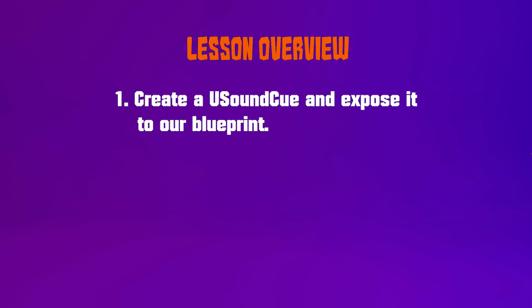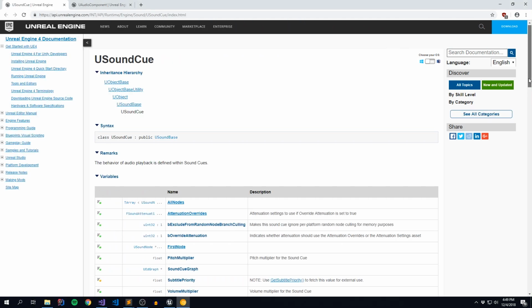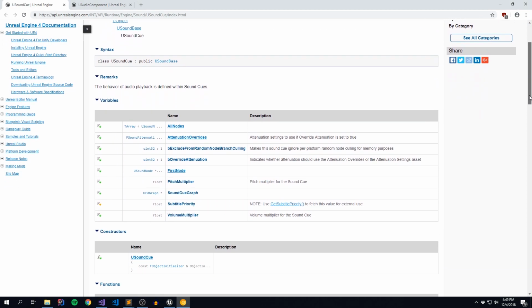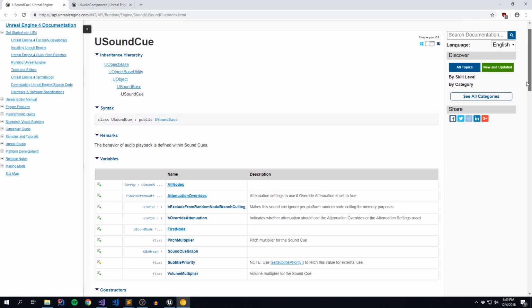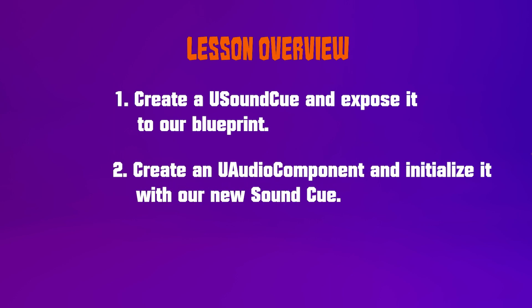Now in our last lesson, we talked about cutting and importing WAV files, and today we're going to take those WAV files and attach them to a SoundCue object, which is kind of like a container for our sound files. And then we're going to expose that SoundCue object through our blueprint for easy manipulation.